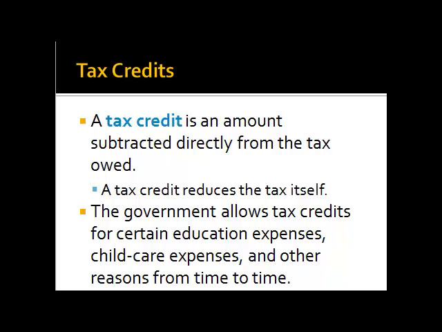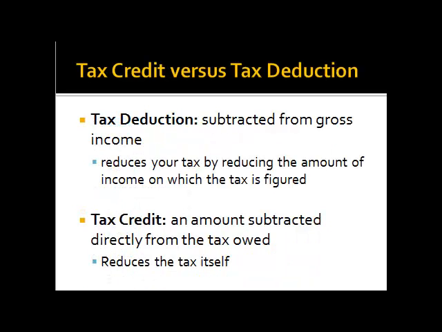Now, let's make sure we understand the difference between a tax credit and a tax deduction. A tax deduction is subtracted from your gross income, so it reduces the tax by reducing the amount you're being taxed on. A tax credit is an amount subtracted directly from the tax owed, so it reduces the tax itself.